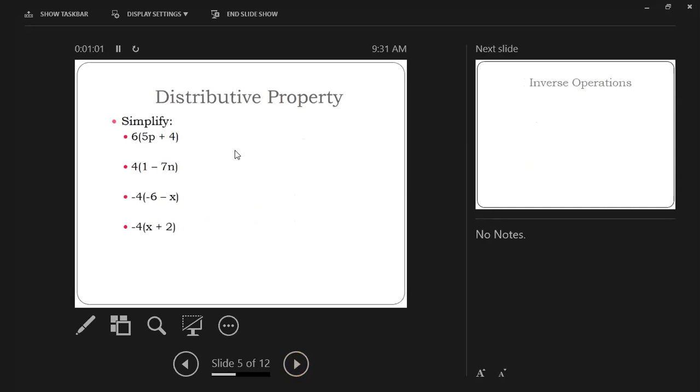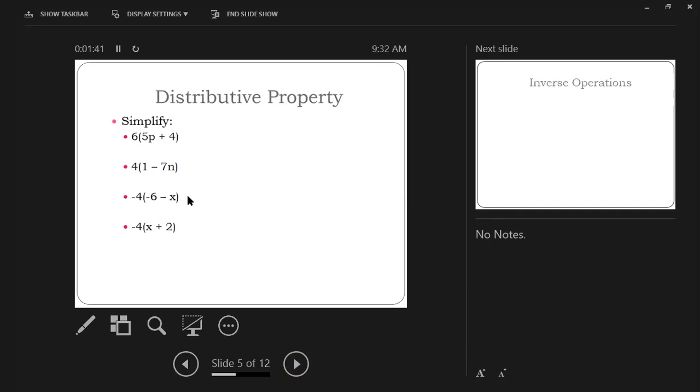And here are 4 examples of distributive property problems that you have to simplify. You have to take that number that's on the outside of the parentheses and multiply it against each number on the inside of the parentheses. So this first example would be 6 times 5p, which would be 30p, and 6 times 4, that's 24. So the simplified version is 30p plus 24. And that's as far as you can take it, because that term with the variable is not like the integer. You cannot combine those.